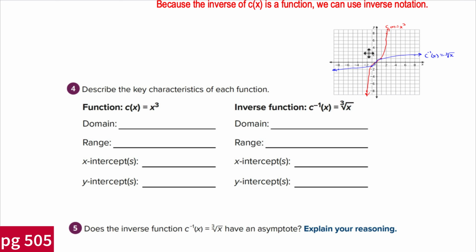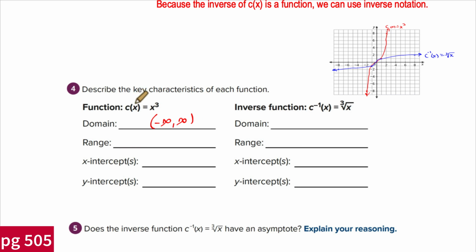I put the little picture of our function and its inverse right here, to help us along a little bit. But this will be a little bit boring. So c of x equals x cubed. Let's write the domain of that. So what's the domain? Well, it's going to go left forever. It's also going to go right forever. So the domain is going to be -∞ to infinity.